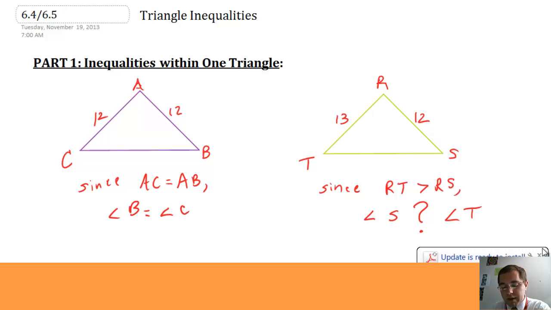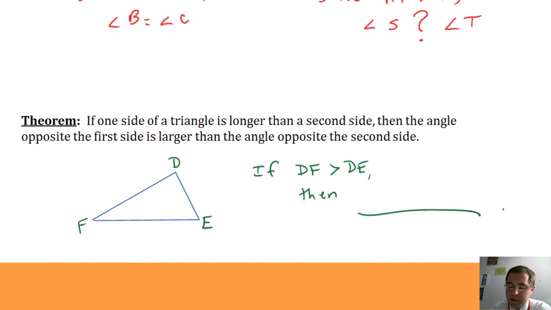What if I have a triangle in which I know two sides are not equal, like the triangle on the right? RT is 13 and RS is 12. So RT is definitely longer than RS. What does that tell me about the angles of the triangle? Well, it would make sense that if a side of a triangle is longer, then the angle opposite it must be larger so that it traces out a bigger side. And that's exactly what our first theorem says.